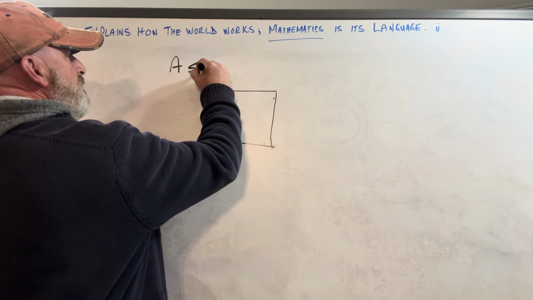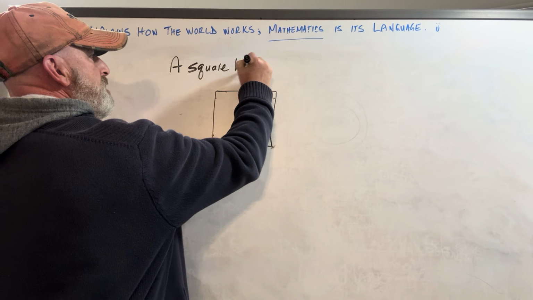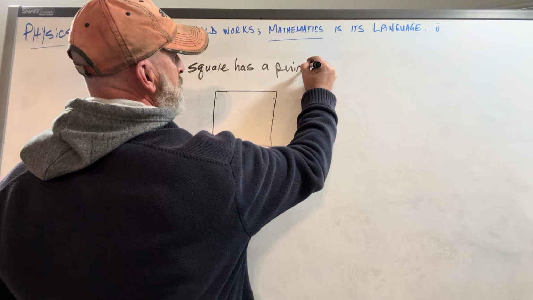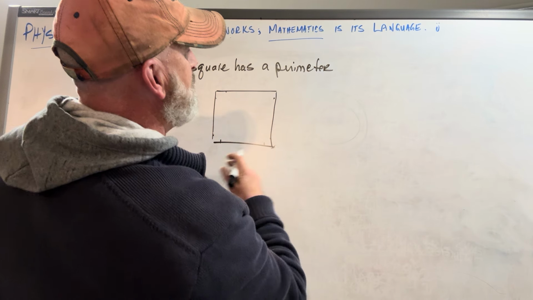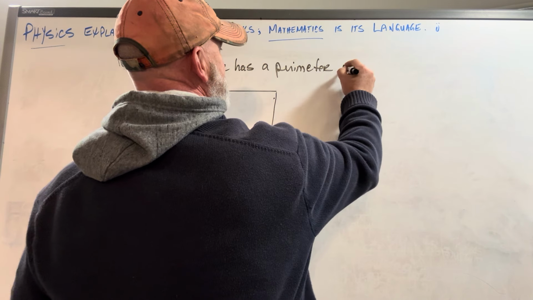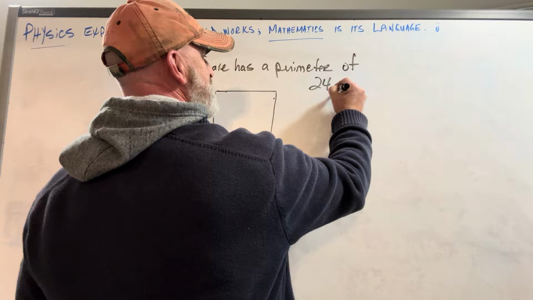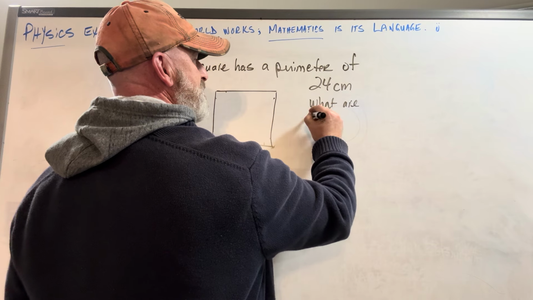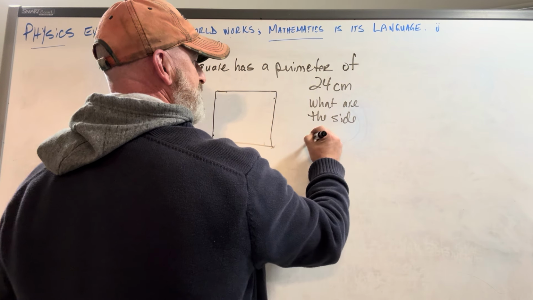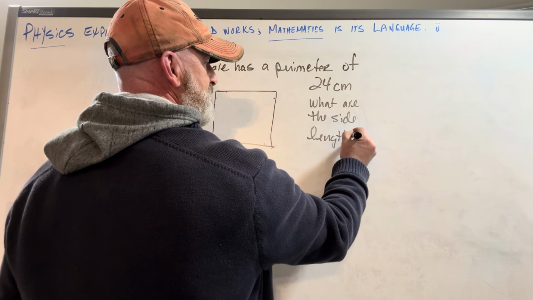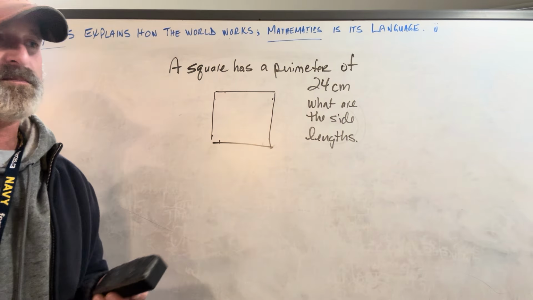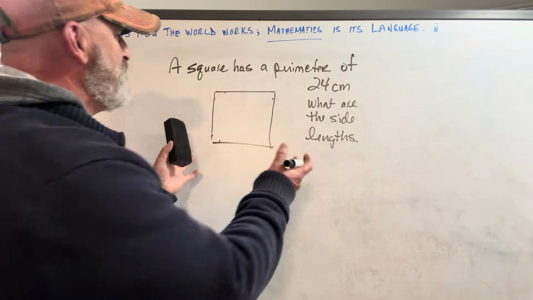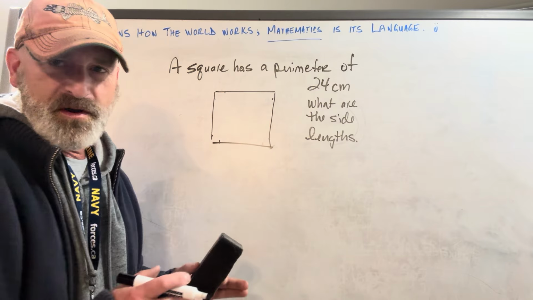A square has a perimeter, yes, of 24 centimeters. What are the side lengths? Well, if you didn't know it was a square, you'd be reading because you'd have to know, well, there could be different side lengths? No, because we know that a square has 4 equal sides.